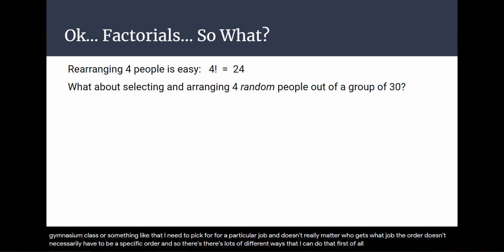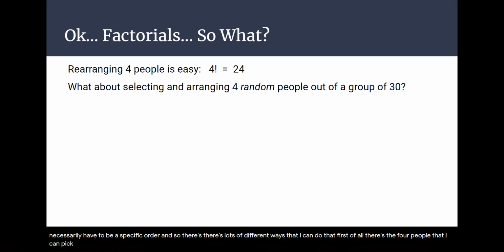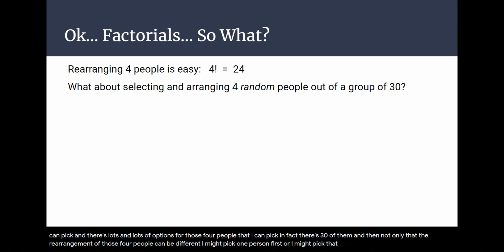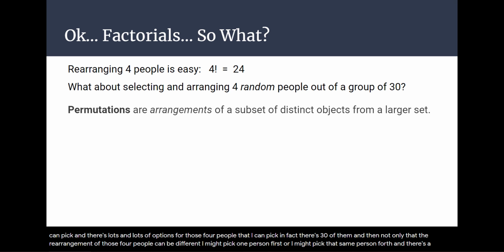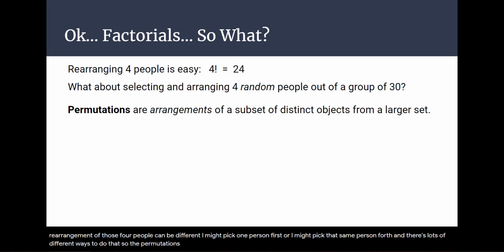First of all, there's the 4 people that I can pick, and there's lots and lots of options for those 4 people that I can pick. In fact, there's 30 of them. And then not only that, the rearrangement of those 4 people can be different. I might pick one person first, or I might pick that same person fourth. And there's lots of different ways to do that. So permutations are this arrangement of a subset of distinct objects. A subset is just a smaller group. So if my set is 30 students, then a subset might be 4, or whatever size subset I decide to pick.